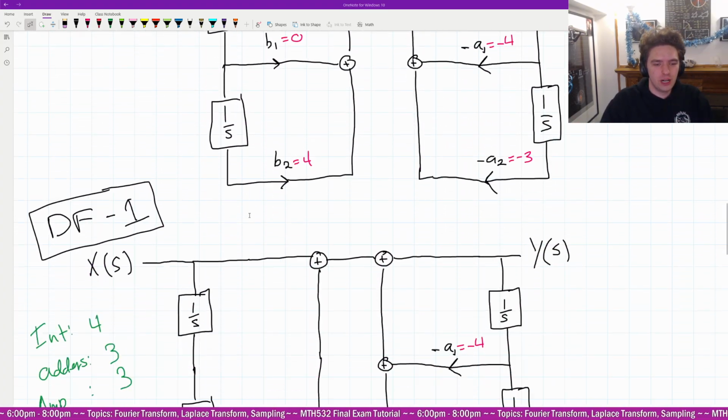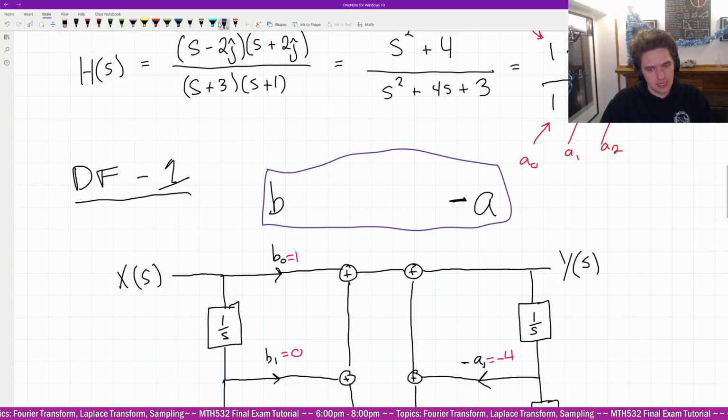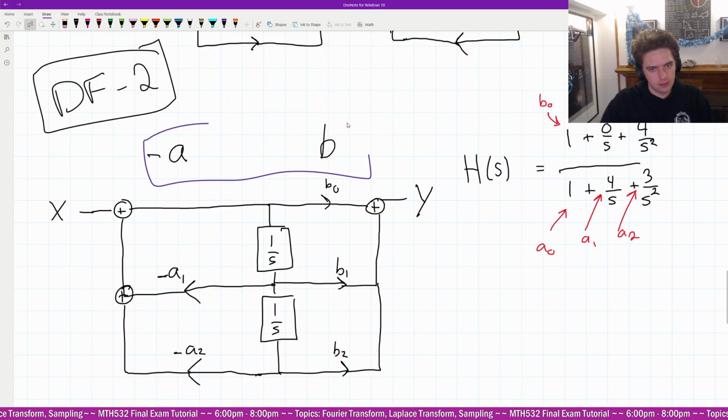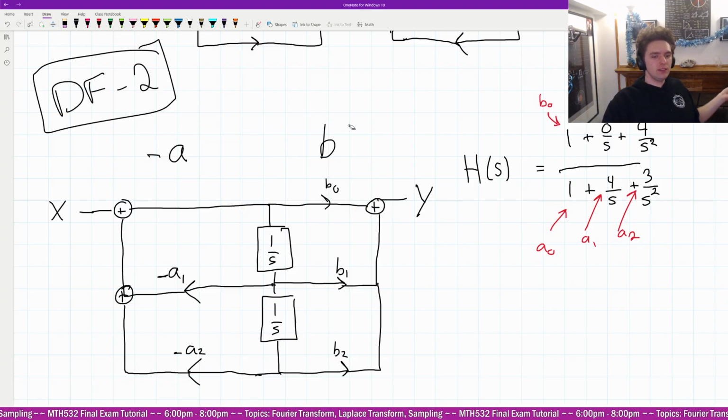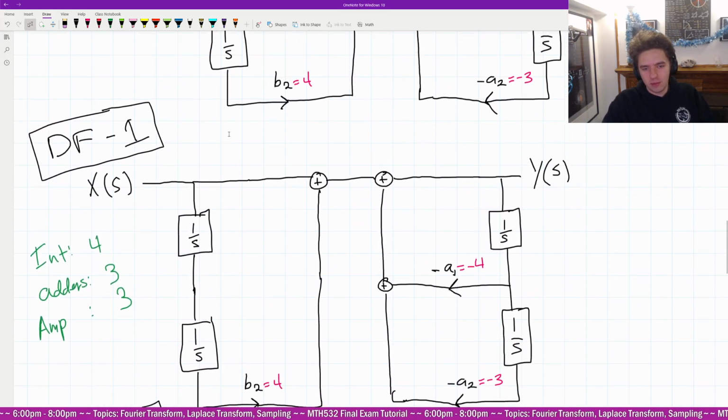So for direct form 1, it's this. That's for direct form 1, right? B and negative A. And then for the other one, it's negative A and B. So A is always negative, B is always positive, and we just flip the sides, right? So how will we memorize this?